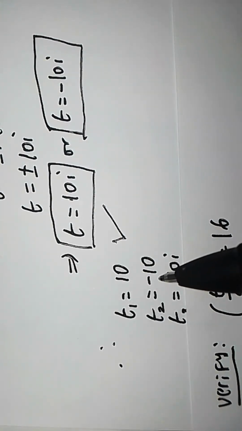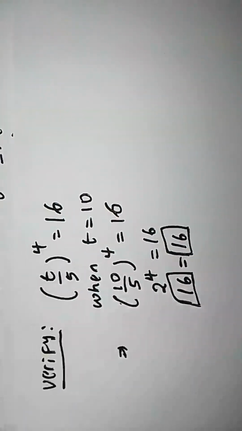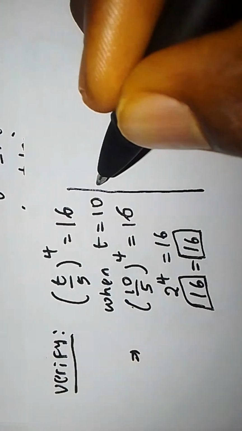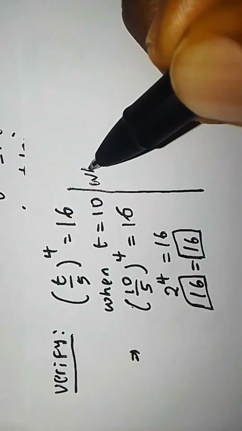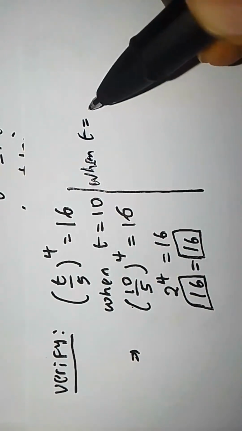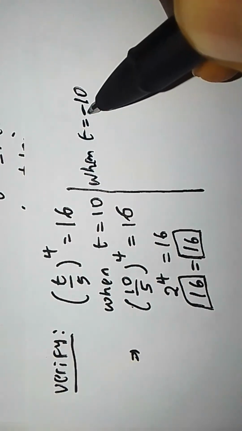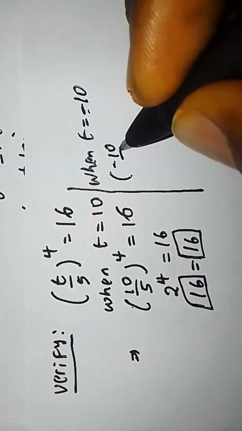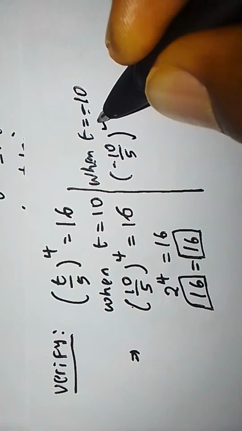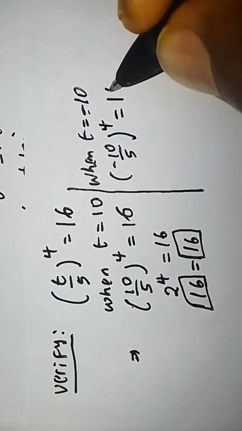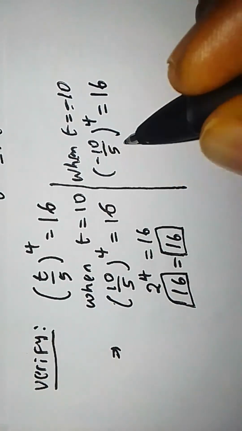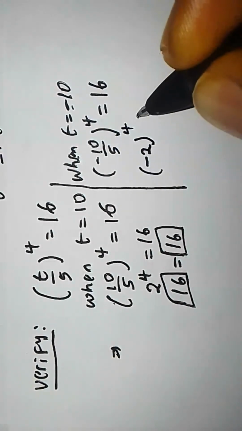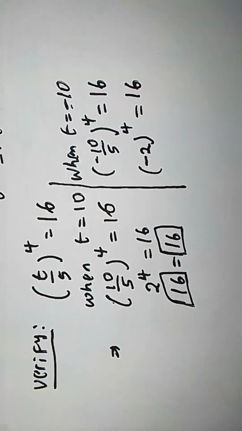t equal to negative 10. When t is equal to minus 10, we just plug this value here also. So that will be (-10/5)^4 equal to 16. Minus 10 divided by 5, that is minus 2, raised to 4 equal to 16.